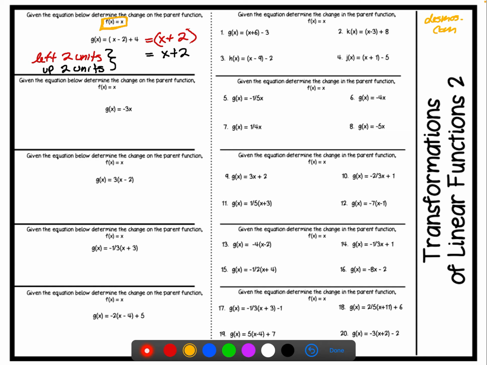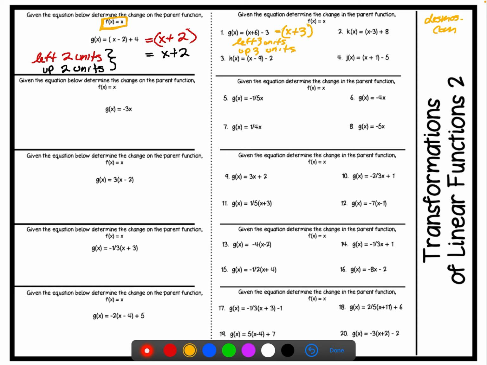Okay? So when you come over here to the examples, you're going to do the same thing that we did here in these examples. All right, x plus 6 minus 3 becomes x plus 3. Inside of the parentheses, this moves left 3 units. And then without the parentheses, it goes up 3 units. All right, now use your notes from yesterday to help you with 2, 3, and 4, and we'll talk about it in class tomorrow.